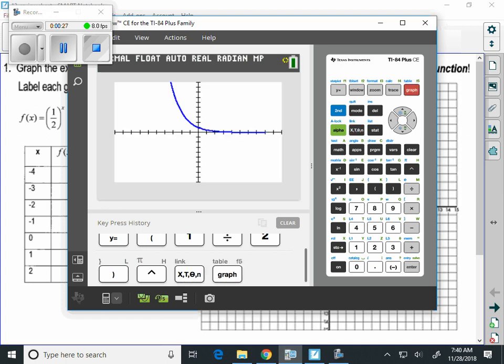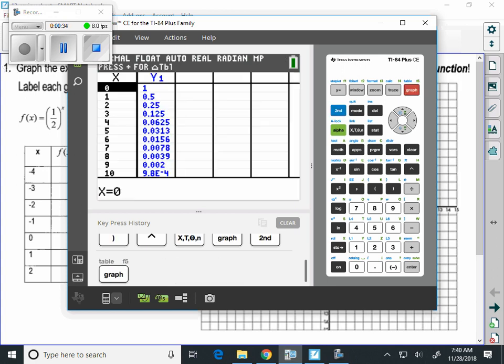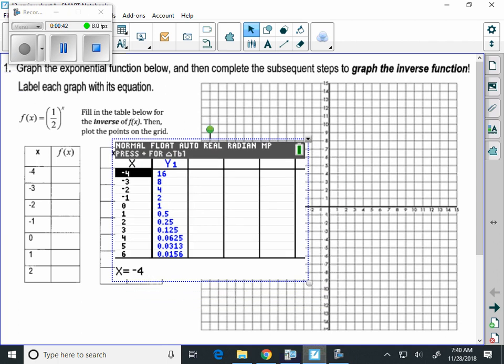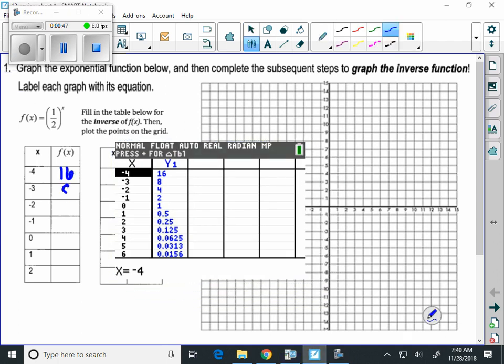And we can look at the picture here, but what we really want is to fill in that table. So what we're going to do is go to second and graph, which gets us up to the table feature. I need to scroll up a little bit here to get some more points on here. And what we see is negative 4, 16, negative 3, 8, negative 2, 4, negative 1, 2, 0, 1, 1.5, and 2.25.